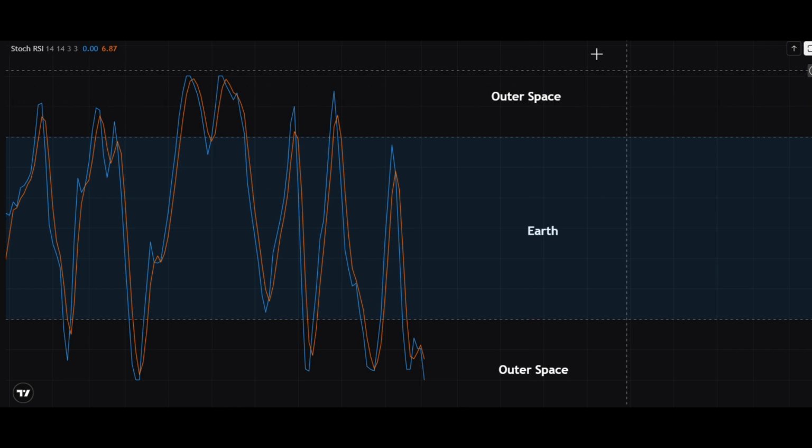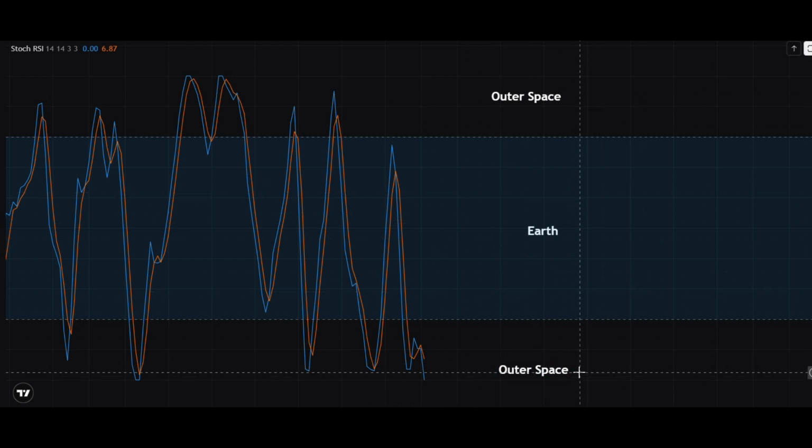All right? So remember, this part is outer space and the blue part is Earth. And this is outer space. You don't want to take trades out of space. You know what I'm saying? You don't want to take no trades. You want to take a trade right when it enters back into Earth. Because when you catch this upswing, this right here, this is a good buy. Look how much money you could have got, man.